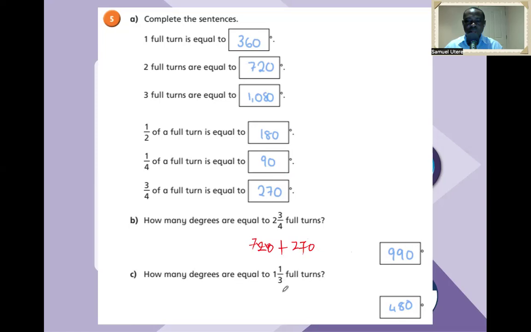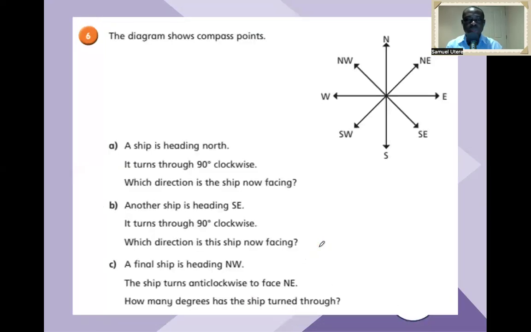1 1/3. So a full turn is 360 degrees. That's the full turn. 1/3 will be 360 divided by 3, which is 120. So it's like adding these two. Okay. Remember, they are degrees, they're not just ordinary numbers. All right, pause the video and answer question 6 in 3 minutes.